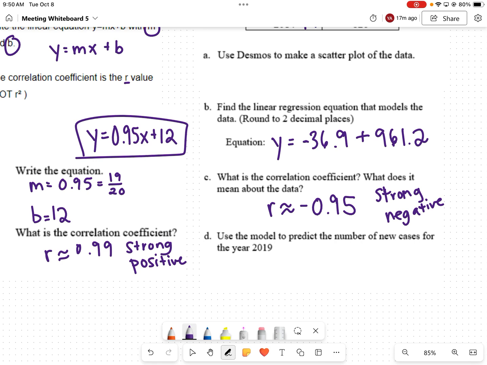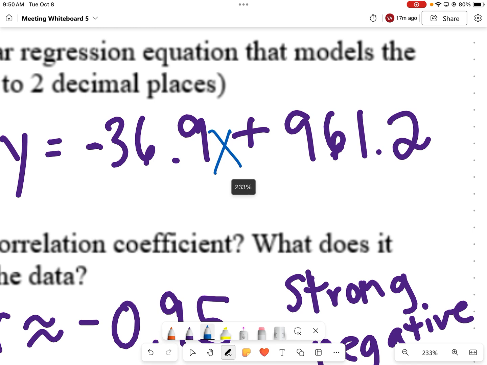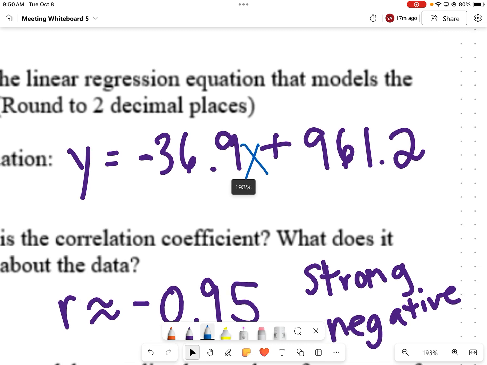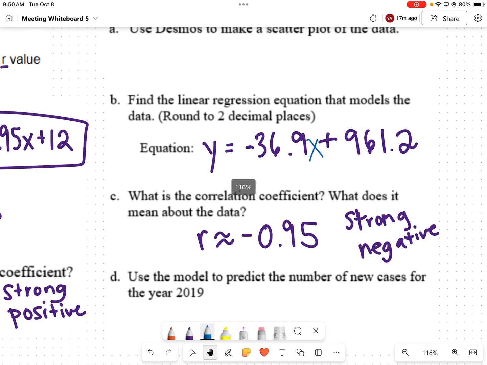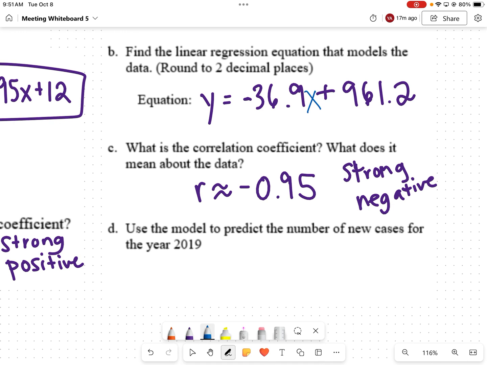Okay, then our last question. Use the model to predict the number of new cases for 2019. Oh, I forgot my X. Did y'all see that? X. Okay, sorry guys. Make sure you fix that so it has the X value there. Okay, so then our final question is predict the number of new cases for year 2019. So we are going to plug in X, how many years since 2010 is 2019? 9 years.